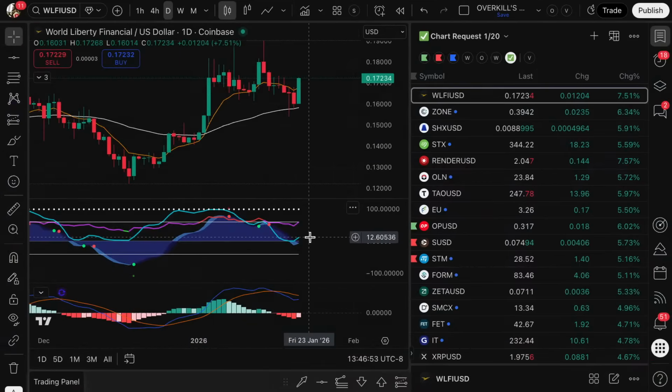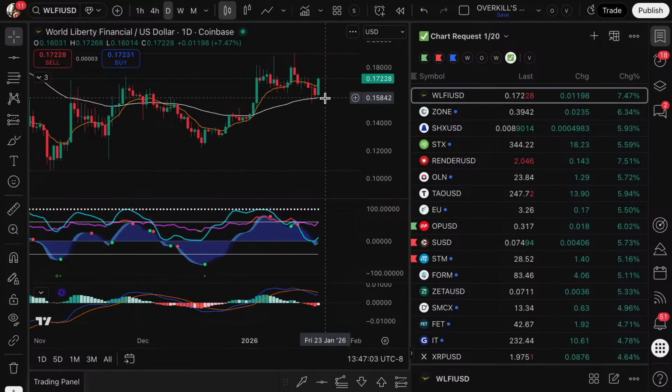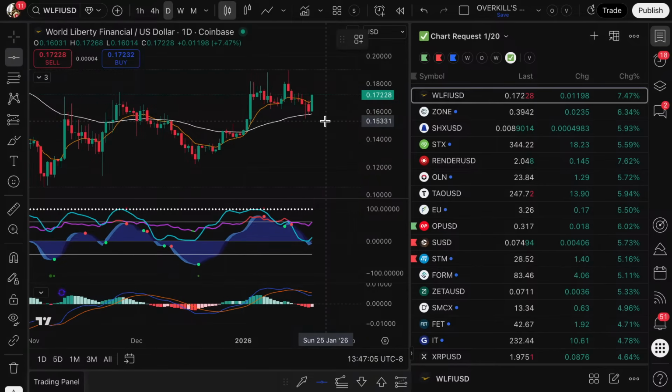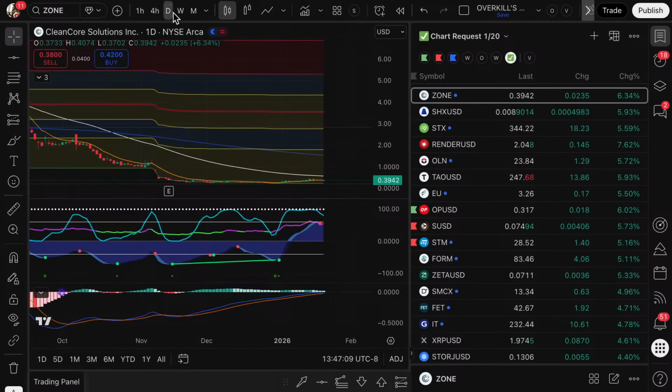World Liberty Fi, you could look to average down on the dailies if you want. Yesterday was a good day to average down. It's up 7% today, so I'd rather buy a big red day than a big green day. But I'd watch for a bounce here off 16. If I was in the position, I'd probably use a stop loss at 15 cents zone.